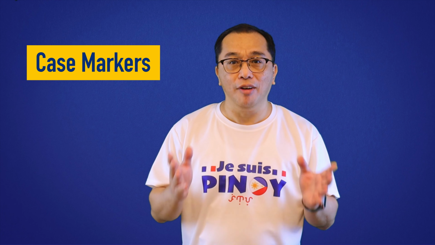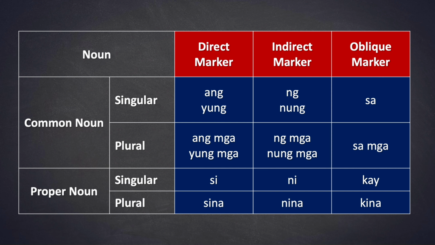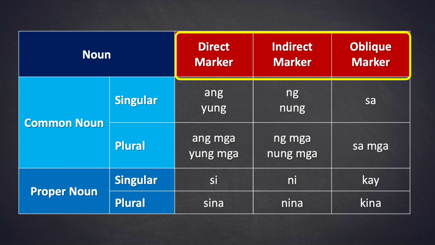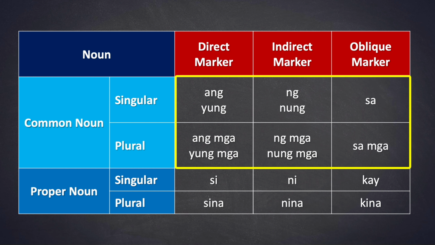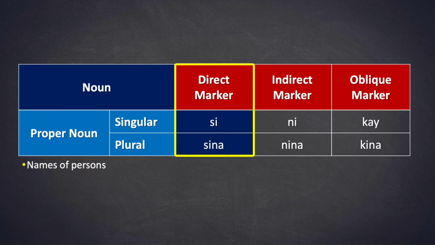Tagalog case markers are devices that help a noun stand and signal what that noun is all about. That's because in Tagalog, as I have mentioned, nouns cannot stand alone. There are three main types of case markers. These are direct marker, indirect marker, and oblique marker. All three are used in conjunction with common and personal nouns in the singular and plural forms. We've already covered the markers for common nouns. In this video, we will continue to cover the markers for proper nouns and focus on the direct markers SI and SINA, which we've started in the last video.